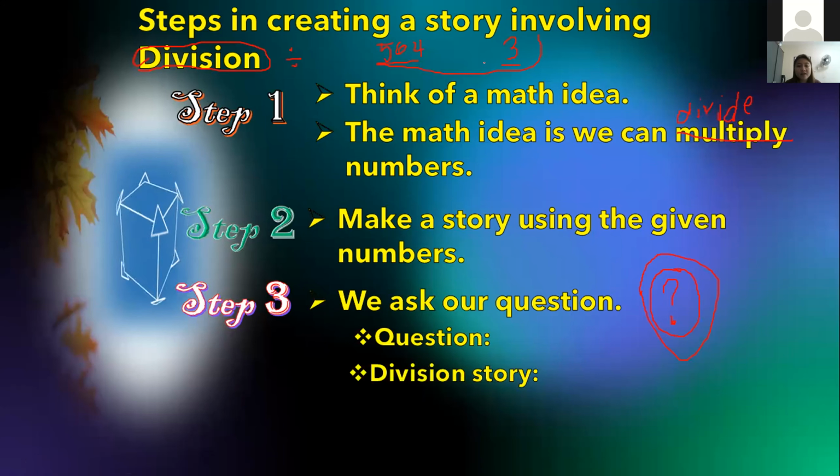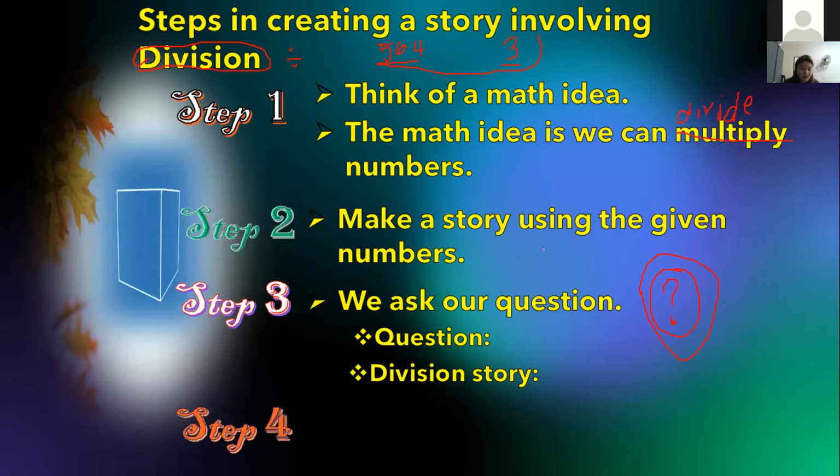So it means here in step 2, we have already made a story using the given numbers, right? So it means we have to combine the question and the story that we have to make, okay? So don't you worry, we can understand this later, okay? So we just talk about the steps.